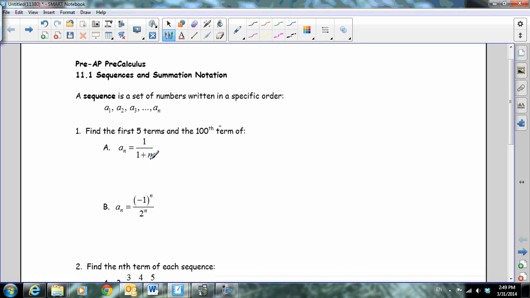Well, the first term: in case I plug in 1 for N, I will have 1 over 1 plus 1, which is 2. The second term, I plug in 2 for N, I will have 1 over 1 plus 2, which will be 3, and so on. 4, 5, 6, and it will go all the way till the hundredth term: in case I plug in 100 here, I get 1 over 101.